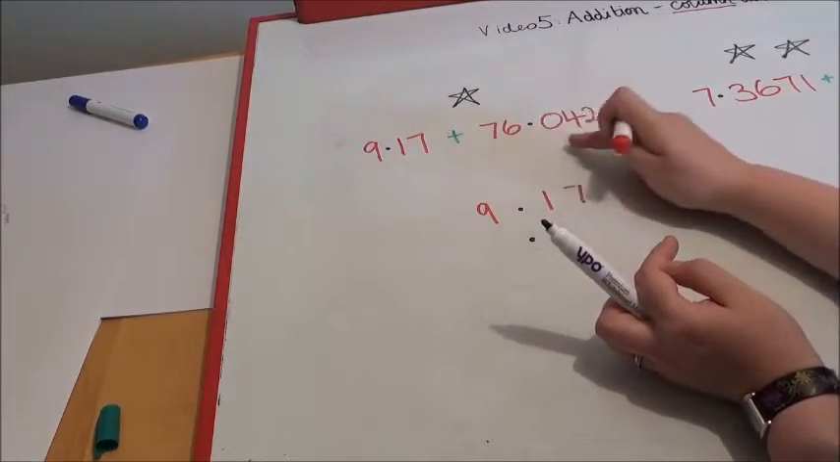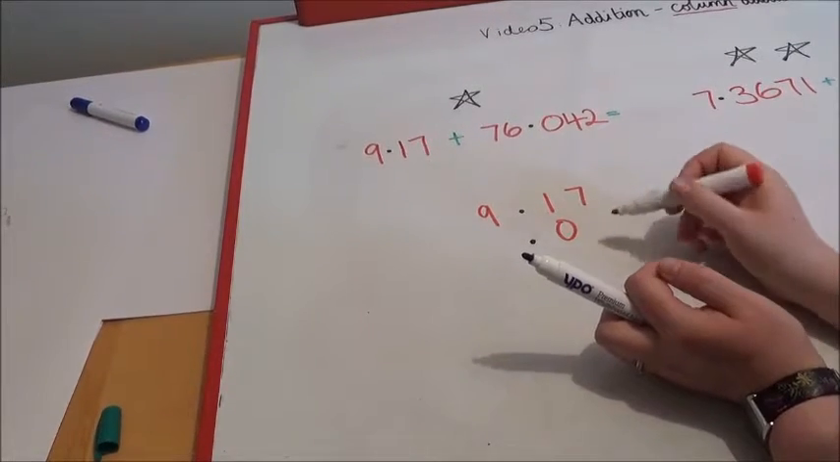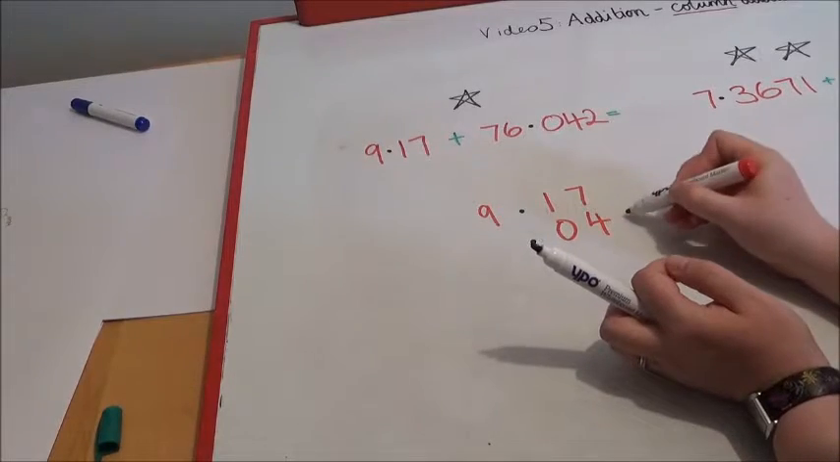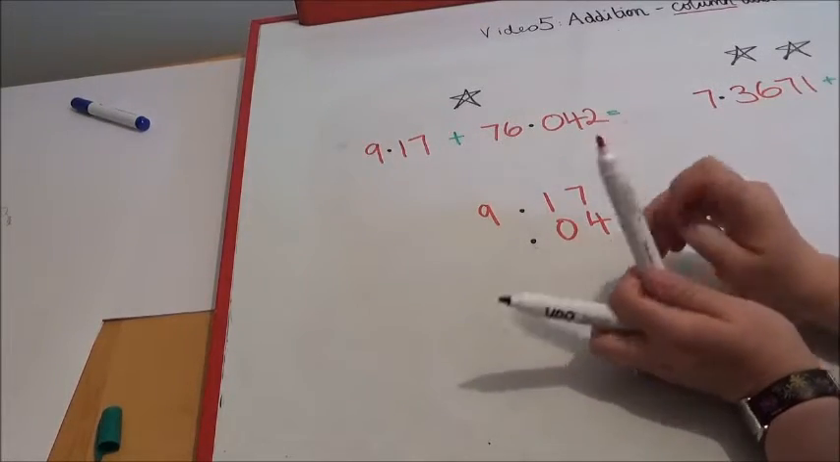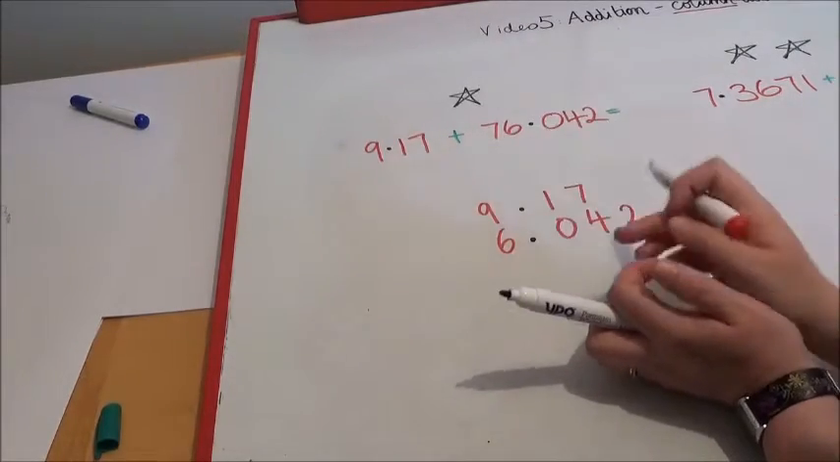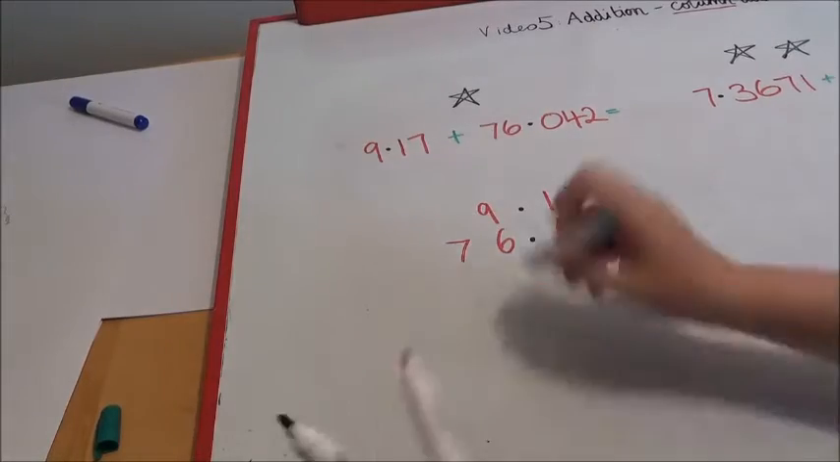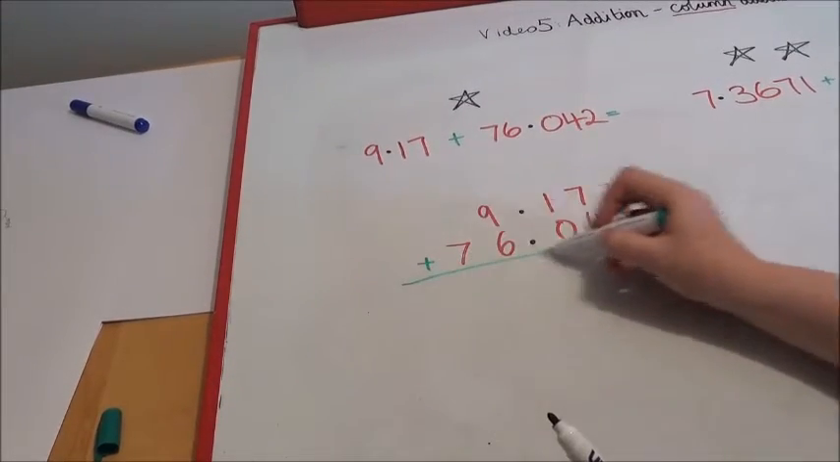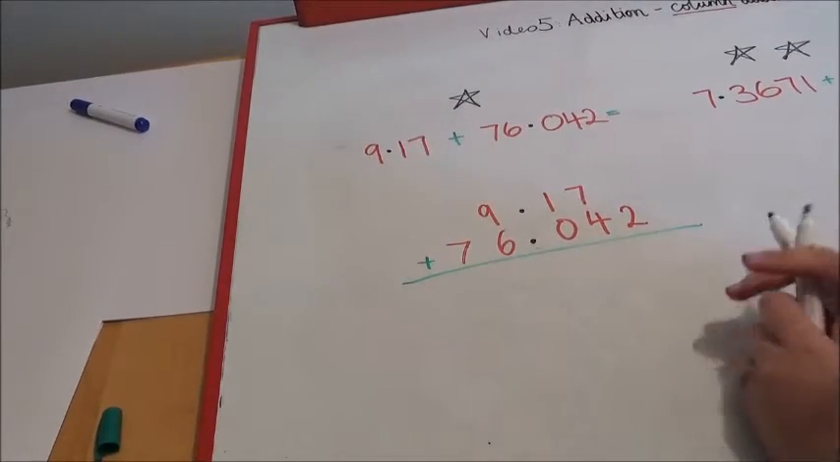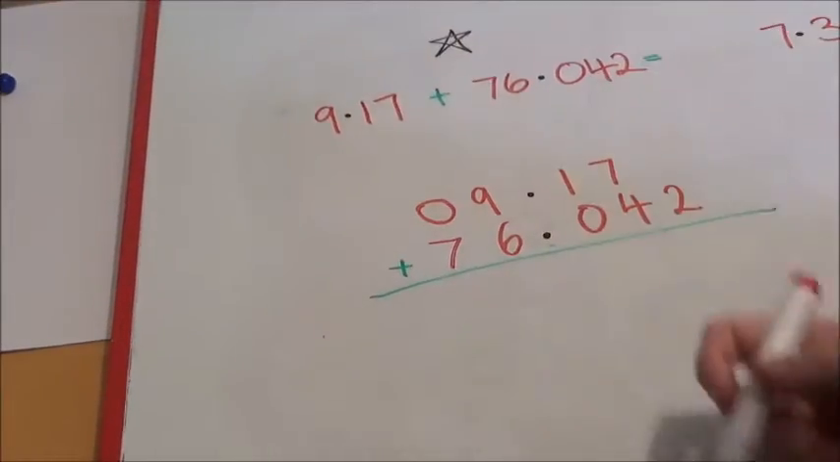Then I've got 76.042. So I'm going to put that 0 here in the tenths, 4 in the hundredths and 2 in the thousandths. Then I've got the 6 units here that's going in the same column as the 9 and the 7 tenths, which has got its own column. I'm then going to put the addition sign because I'm going to make it bigger and I'm going to say what's it equal to. I'm going to put 0 here to remind myself I've got no tenths here.